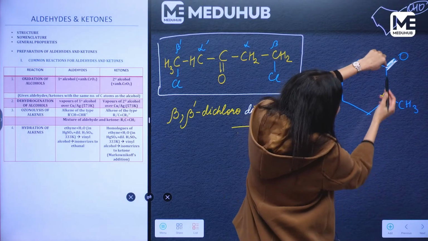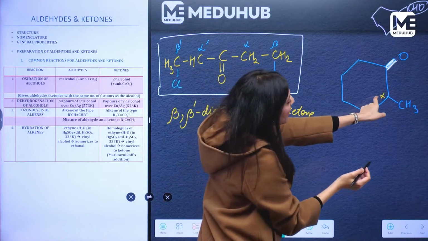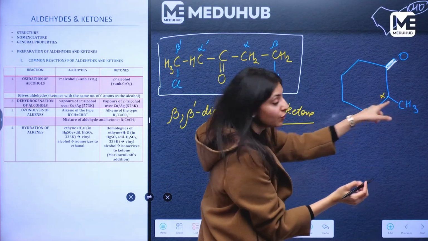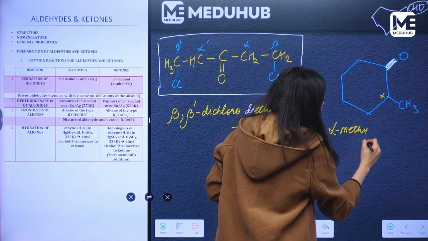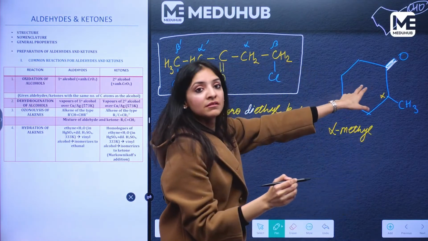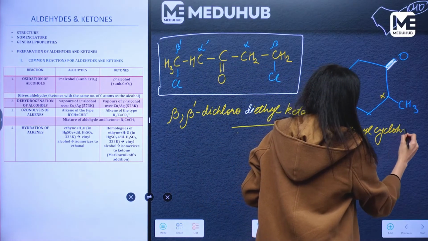Now for the common nomenclature of such ketones, what do we do? The carbon next to the carbonyl carbon, just like here, is given the name alpha. So we have a methyl group. This will be alpha methyl, and this is a cyclohexanone.